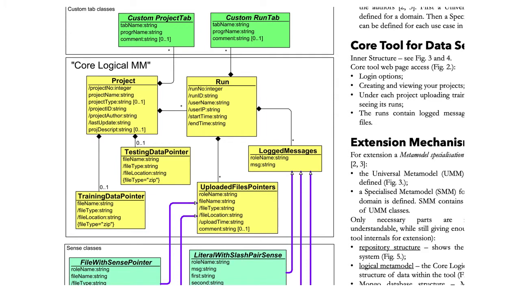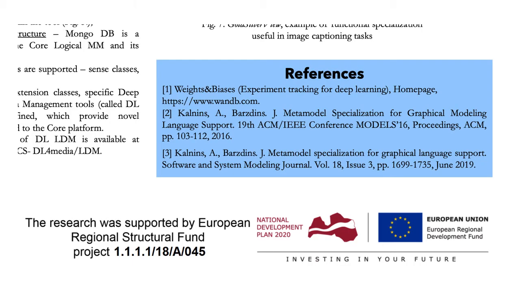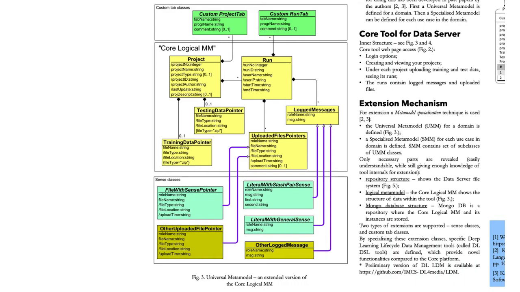Under the hood, the projects, runs, and logs are structured as can be seen here, in the core logical metamodel. On the server, all files are stored under a shared ancestor folder following this repository structure. For extension, we use a metamodel specialization technique developed by some of the authors in past papers. First, we define the universal metamodel for our domain. Then, a specialized metamodel can be defined for each use case in the domain. The specialized metamodel contains a set of subclasses of the universal metamodel classes.